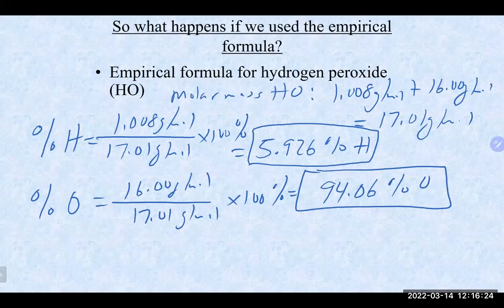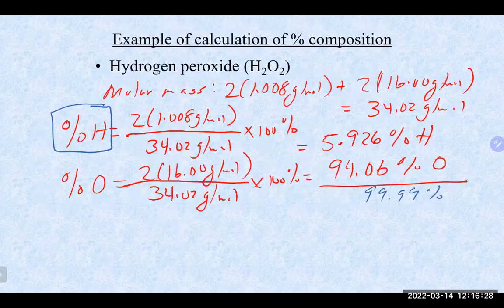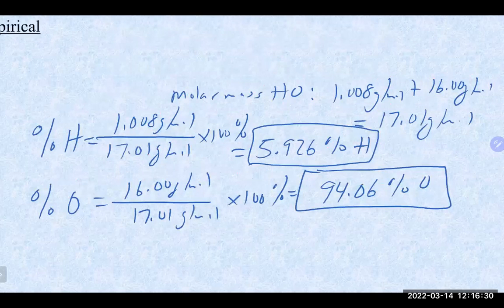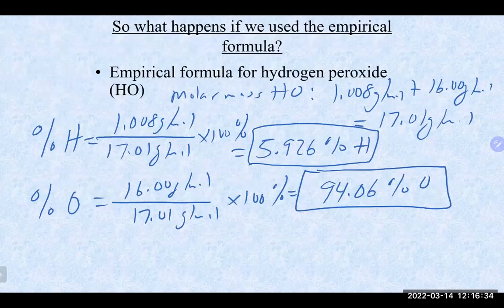And just in case you don't remember, what do we got there? We had 94.06 and 5.926. So they are the same, and that's because the empirical formula is really the simplest representation of the elements that are present, which means by mass, you're going to have the same percentage of each of the elements that are present, if you did percent composition by mass for the molecular formula or the empirical formula. Any questions on that one there?